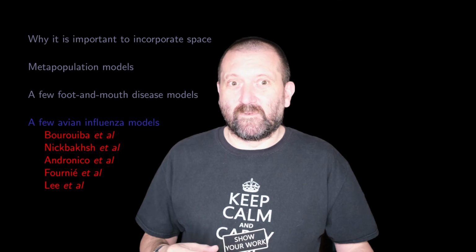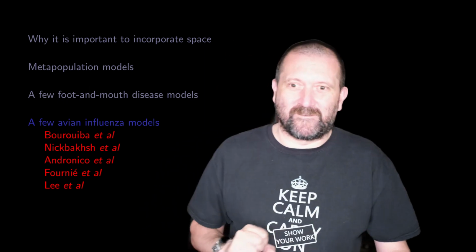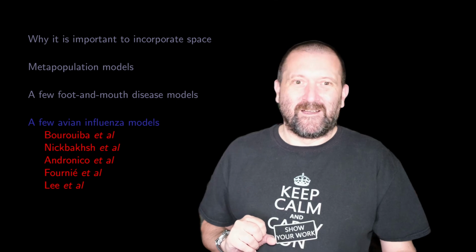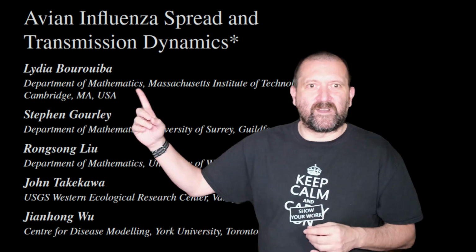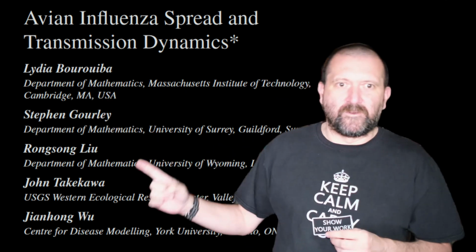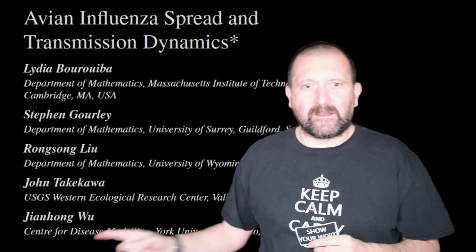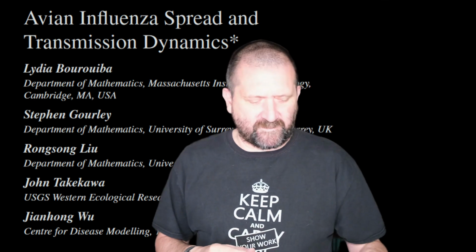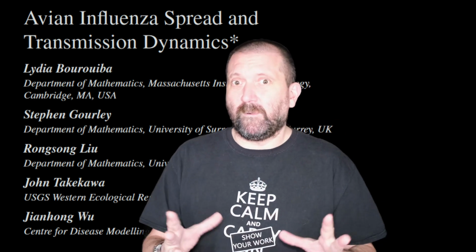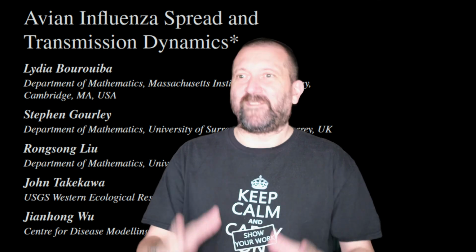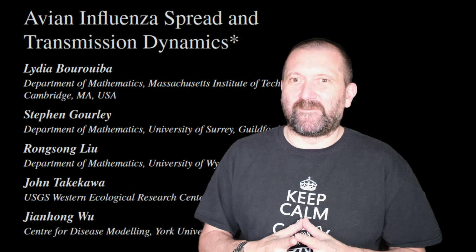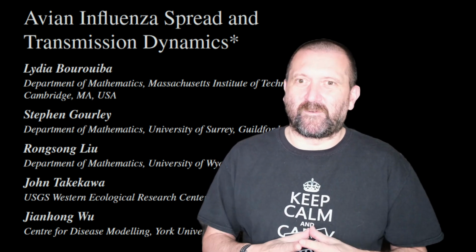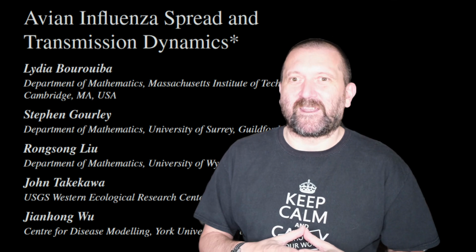Now I want to move to avian influenza. That will be a bit shorter, hopefully. I'll start with a model of Bruiba and others. This is Bruiba, Gurley, Liu, Takekawa, and Wu, published in 2015. I'm going to start with this because it's a review of the spatial spread of avian influenza. It's quite a nice paper to look at if you are interested in that aspect.